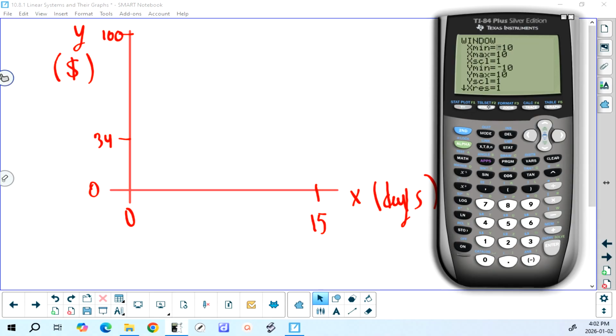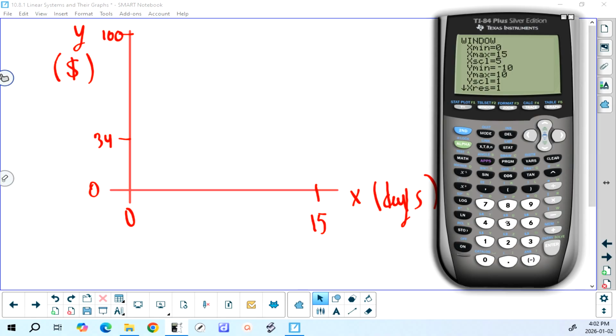And when you hit window, it says x min, x max, and x scale. So the minimum x is 0. The maximum x, I'm saying we're going to try 15. The scale is just a number that tells the calculator where to put the ticks. So I'm going to change that to 5, which means when we take a look at the graph, we're going to see a mark at 0, a mark at 5, a mark at 10, etc.